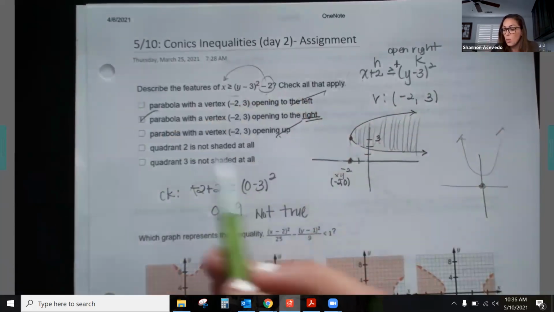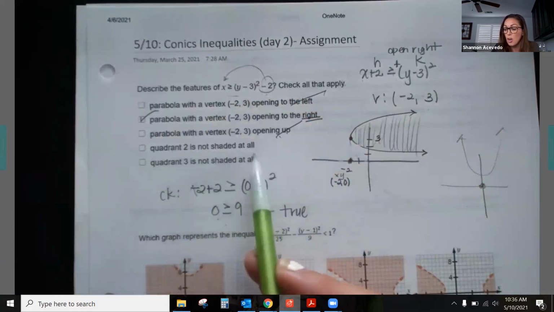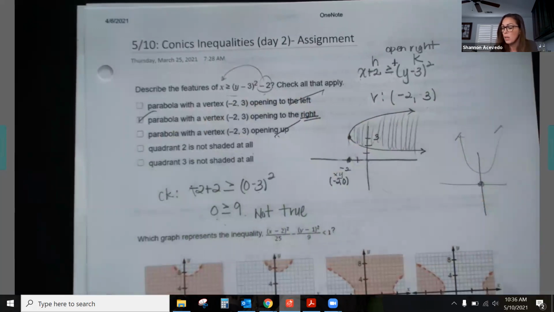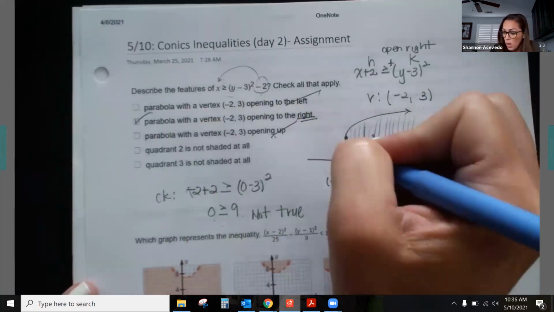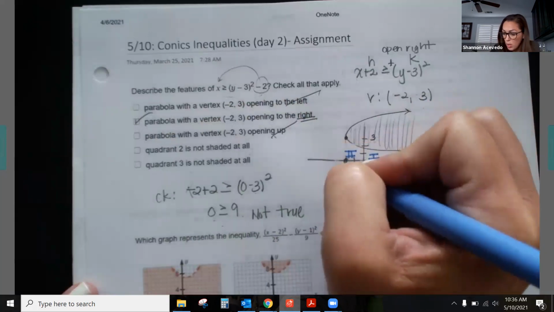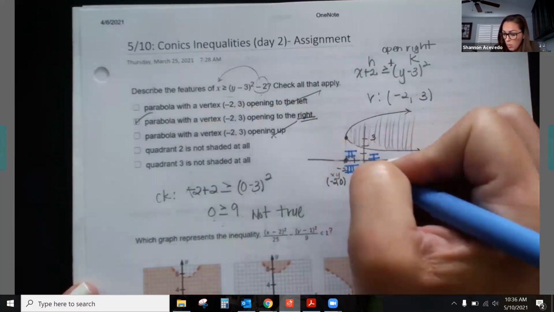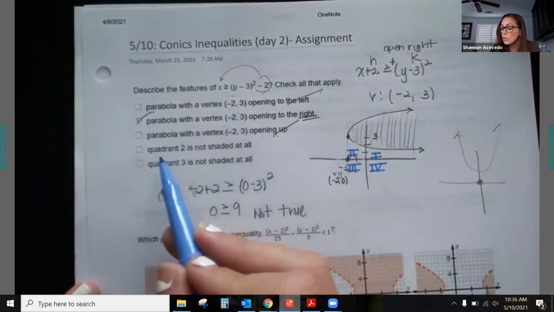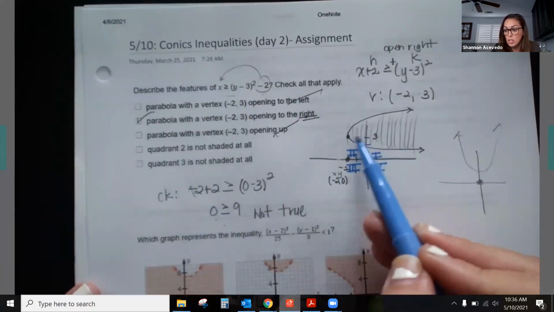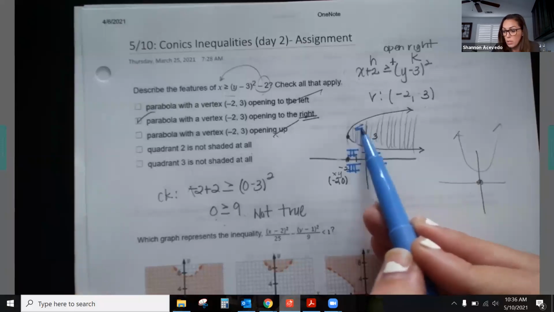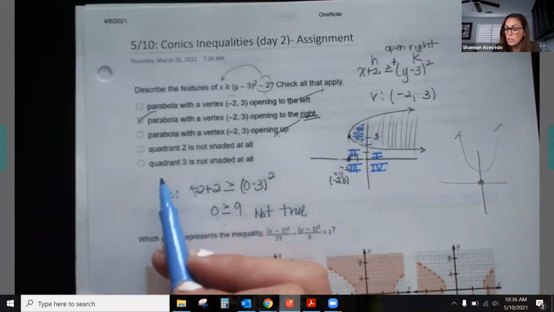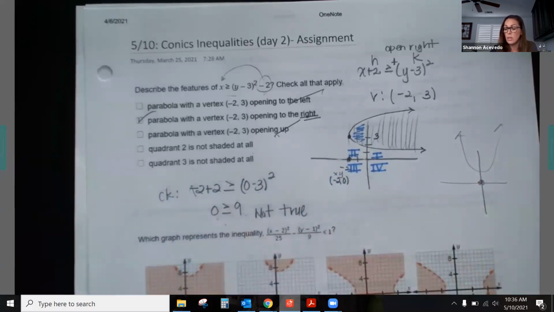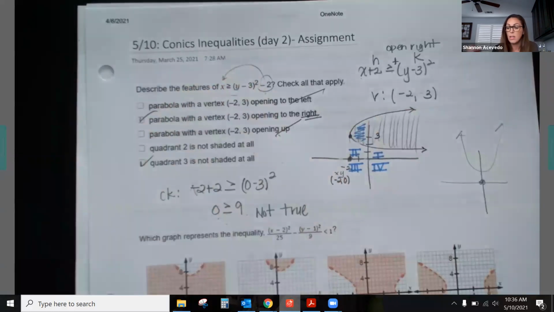Then it says quadrant 2 is not shaded at all. Well, what are our quadrants? We kind of haven't used that lately. So remember quadrant 1, quadrant 2, quadrant 3, and quadrant 4, just as a quick little review. So quadrant 2 is not shaded at all. That's not true. See, there's shading right here. This is all part of quadrant 2 right there. So that's not true. Quadrant 3 is not shaded at all. If I look here, this is not shaded at all. So this is going to be the other one that is true.